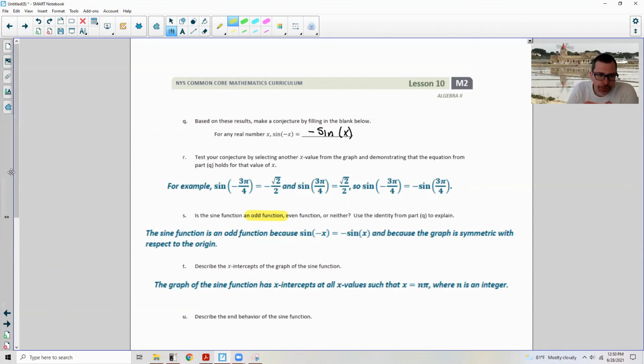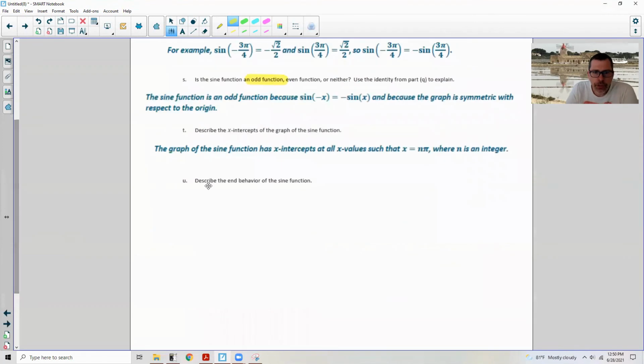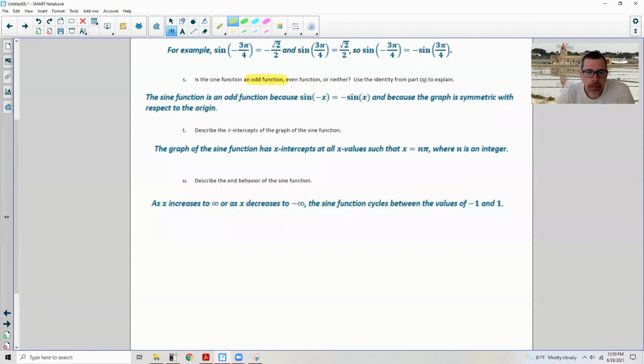G. Describe the end behavior of the sine function. End behavior, does it ever end? So as x increases to infinity or as x decreases to negative infinity, the sine function cycles between the values of negative 1 and 1. It oscillates down and up, and it repeats over and over forever. There is no end if you just keep going around a circle infinitely.